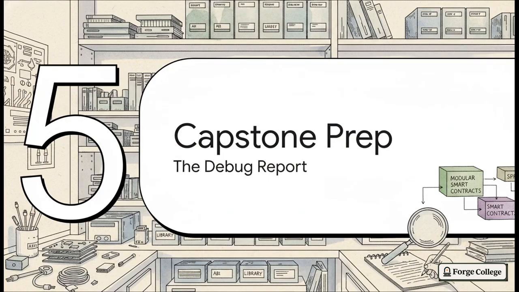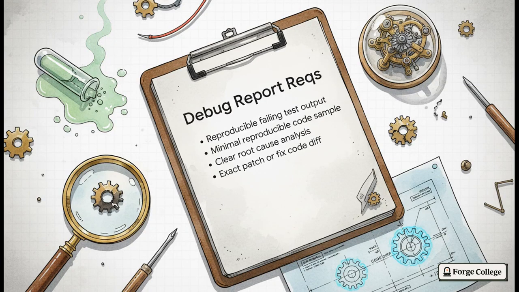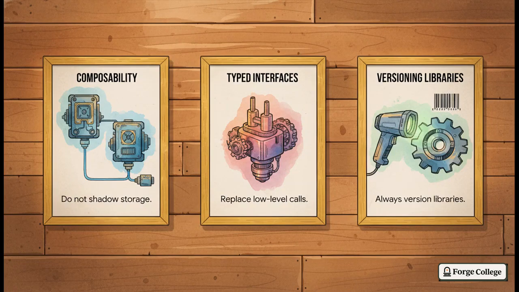Finally, Section 5, Capstone Prep and the Debug Report. Now that we've cleaned up our chaotic engineering lab, we need to talk about how to document these fixes. For the upcoming Project Overview Capstone, you aren't just writing code. You are proving to us that you can engineer modular systems safely. You're going to have to produce a professional debug report containing these 4 exact elements: reproducible failing test output, a minimal reproducible code sample, a crystal clear root cause analysis, and the exact code diff that patched the issue. The good news? We've just walked through 3 perfect examples today of how to structure exactly this kind of problem solving.